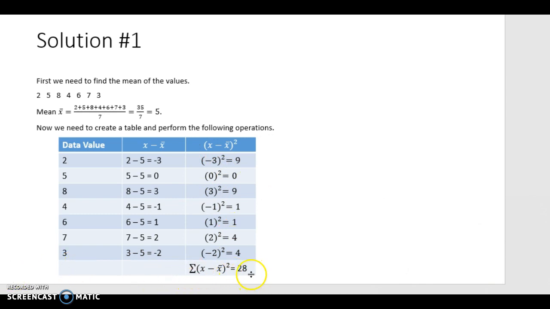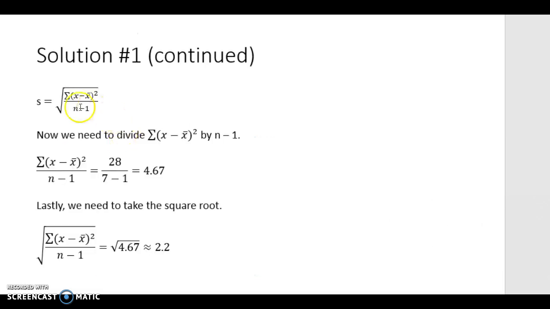Then we're going to add up all those squared deviations together, and I get 28. That's 9 plus 9 plus 1 plus 1 plus 4 plus 4. And I'm going to use that for the top of my fraction in my standard deviation formula that you see here. So this entire value up here is going to be 28. We already said we had 7 values, so n minus 1: 7 minus 1 is 6.